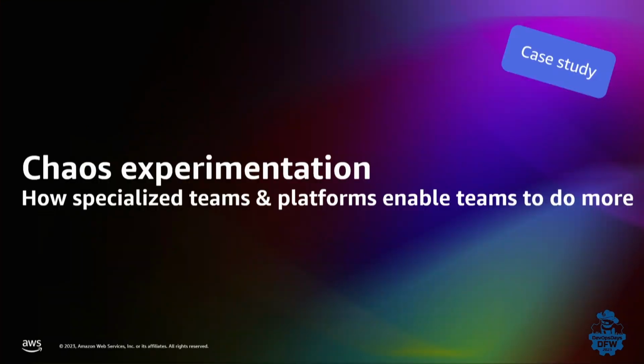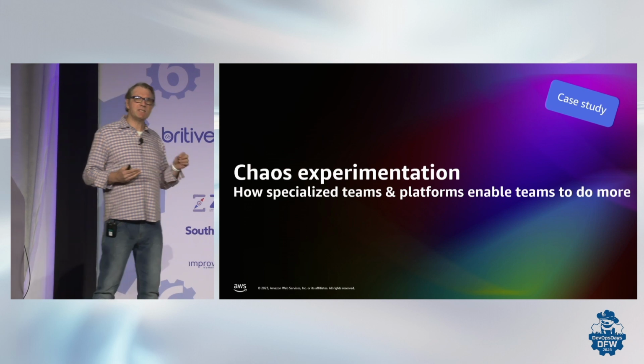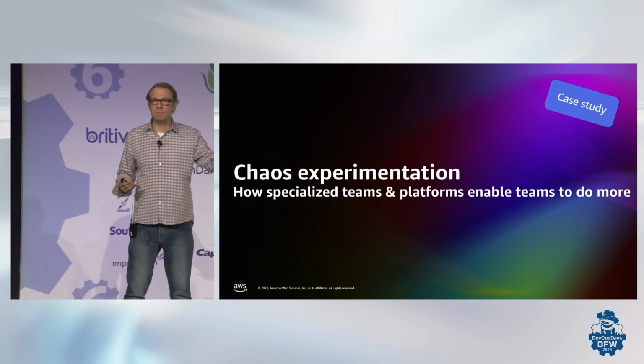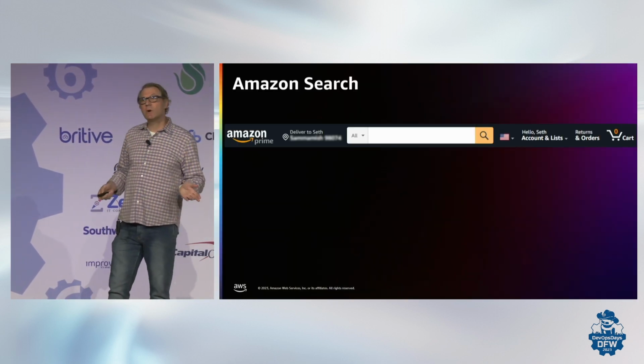All right, so you saw the case study of Garupa and the page rendering. Let's dive into another case study, and we'll go into a little more detail here. This one's going to be on chaos experimentation and how specialized teams and platforms help teams do more. And this is the story of Amazon Search.